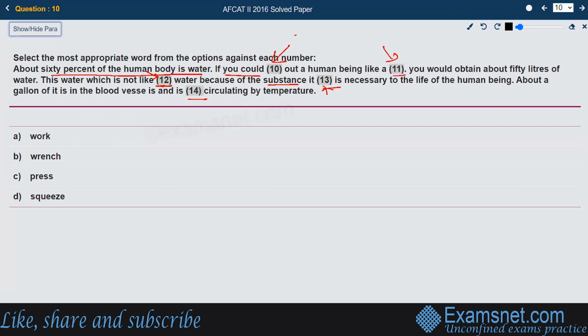So let us take the number 10. What should be the answer? About 60% of the human body is water. If you could dash out a human being, let us see the word. If you could work like a human being, doesn't work. If you could wrench like, doesn't work. If you could press like, no. If you could squeeze, this should be the right answer. If you could squeeze out a human being, because there is blood, if you squeeze, the blood will come out, so the right answer is squeeze.